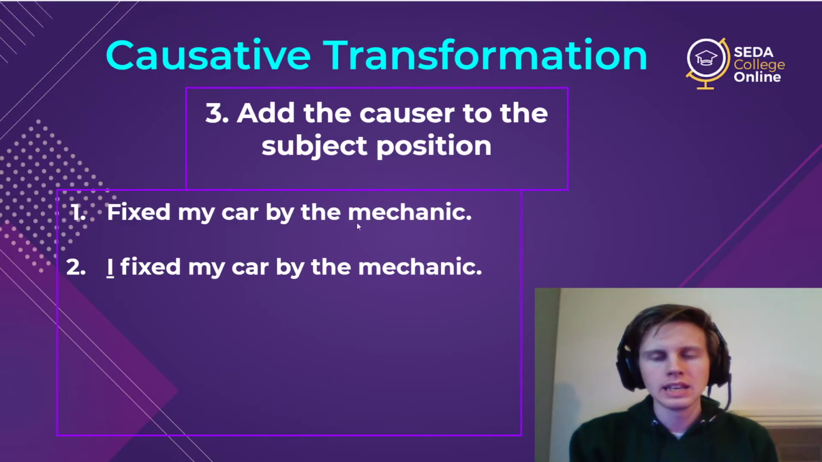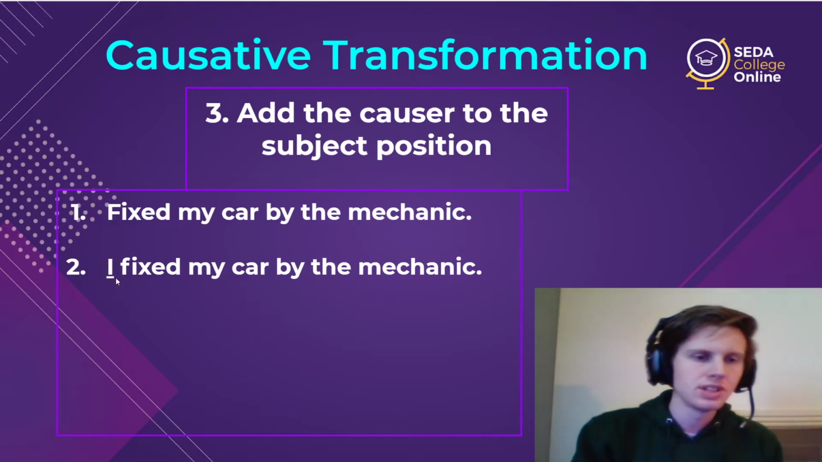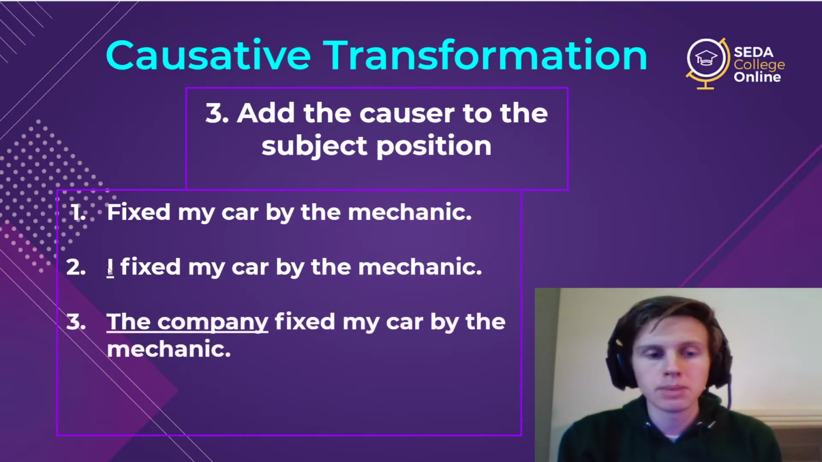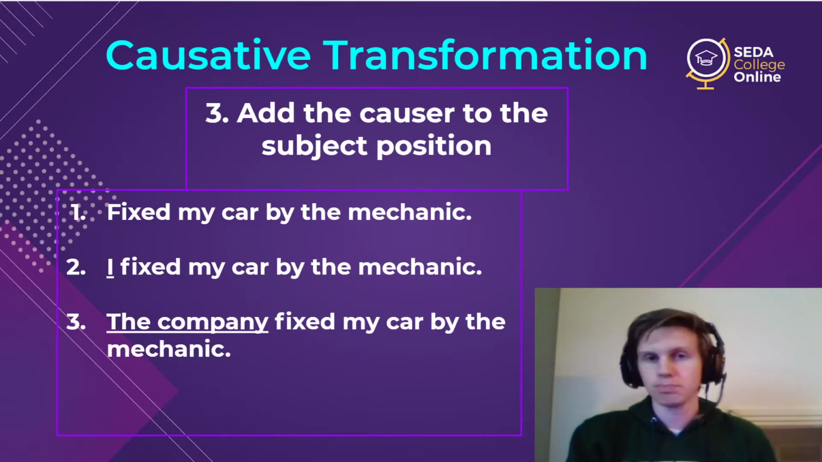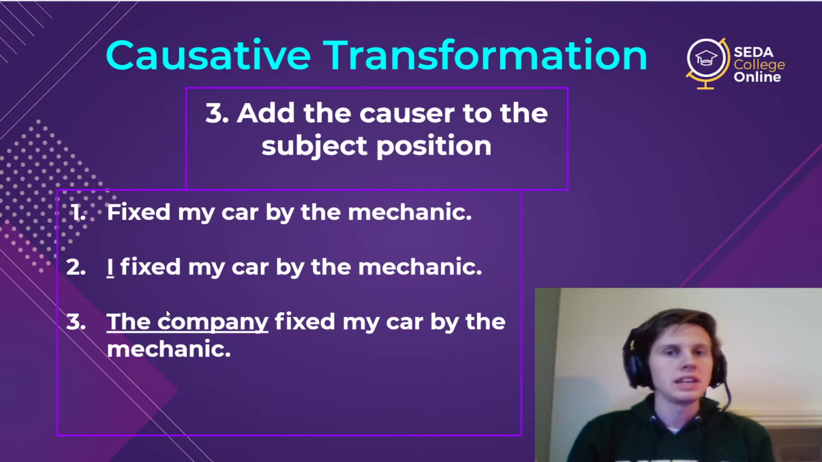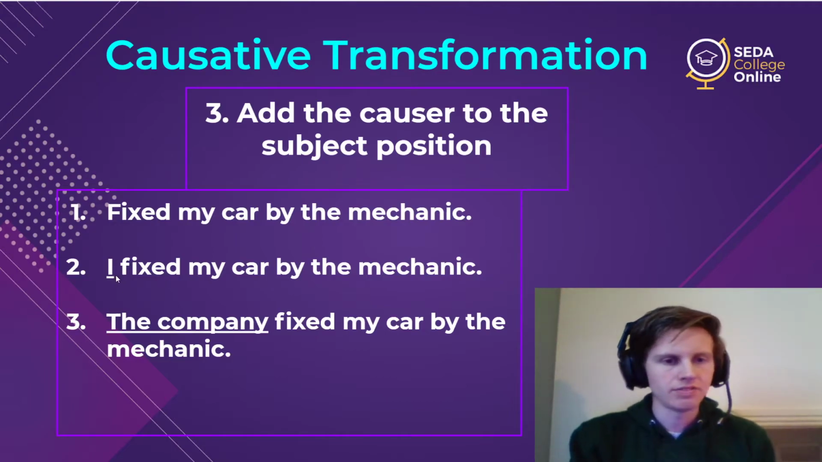Remember, originally, the mechanic was here because the mechanic fixed my car. But now I've put the mechanic at the end, and I've put a subject here, the causer I. But maybe somebody else did it. You can say the company. The company fixed my car. That's fine. Just another example that it's not just people. It can be organizations or objects, anything with money, power, or influence. And so here I'm going to take number two though and continue with this sentence. So I've added my causer, I fixed my car.